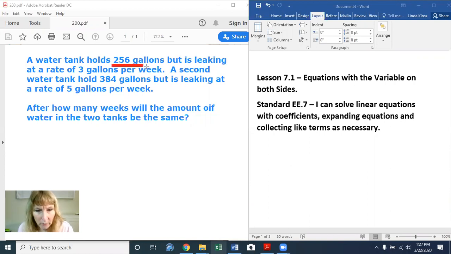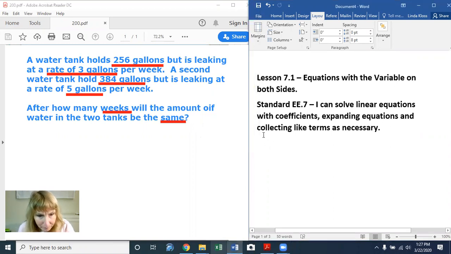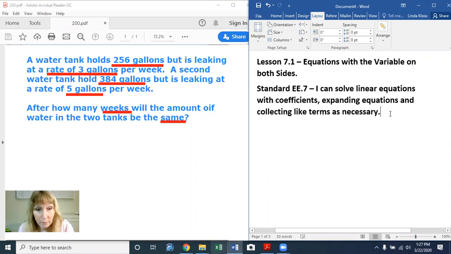So we have 256 gallons. I'm going to underline that. We have a rate of 3 gallons that it's leaking per week. The second water tank holds 384 gallons and it's leaking at a rate of 5 gallons per week. And then it's asking after how many weeks, underline weeks, will the amount of water in the 2 tanks be the same? And I see there's a little typo in there. I don't know if I can fix that, but get rid of the I, it should be "of," amount of water. Okay, so now that we have that, we are going to figure out how do we solve that.